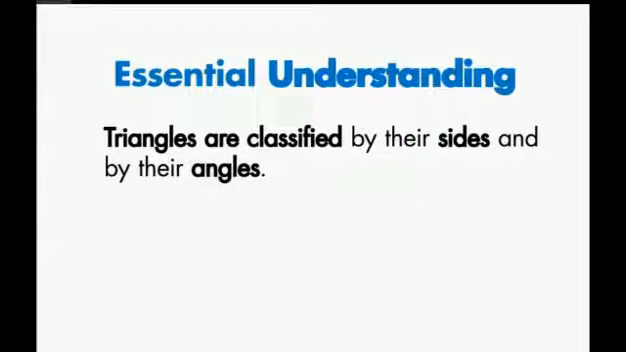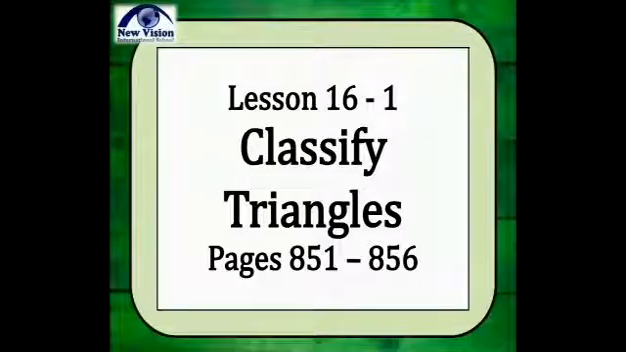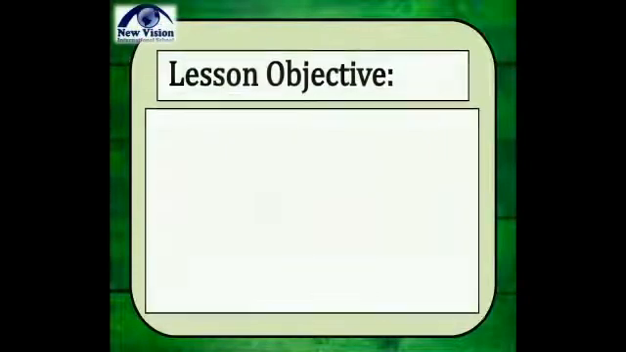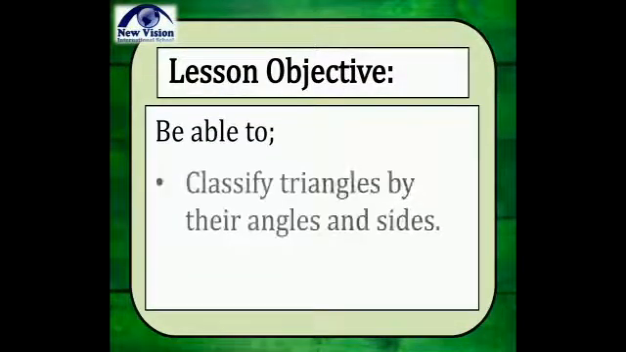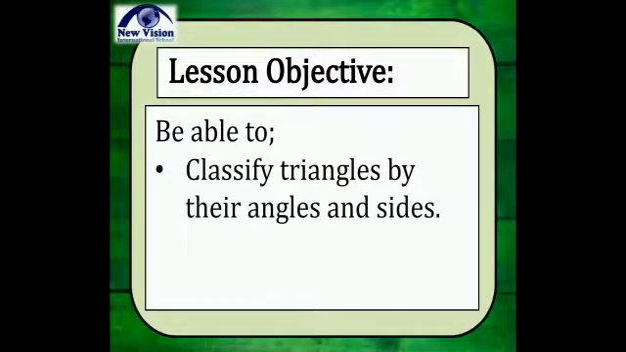Previously, students measured angles and identified them as right, acute, or obtuse. They also classified triangles by their angles and by their sides. In this lesson, students analyze the properties of triangles and use them to classify triangles. For this lesson, you are expected to be able to classify triangles by their angles and sides.